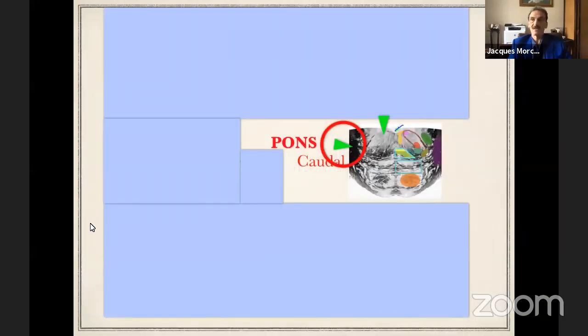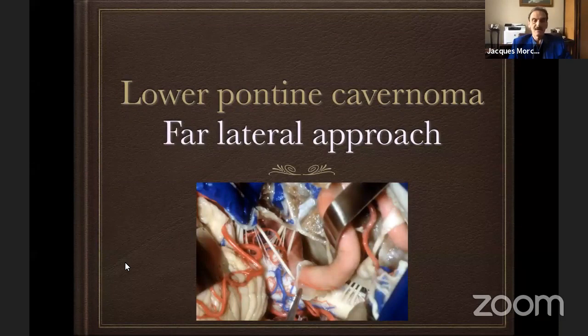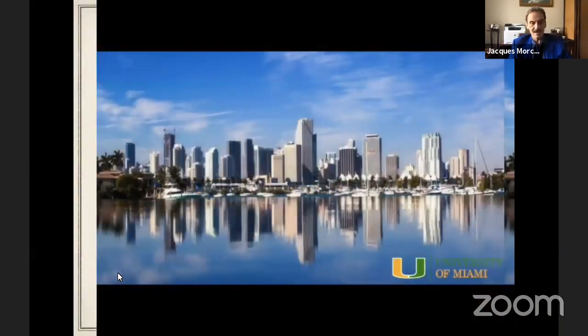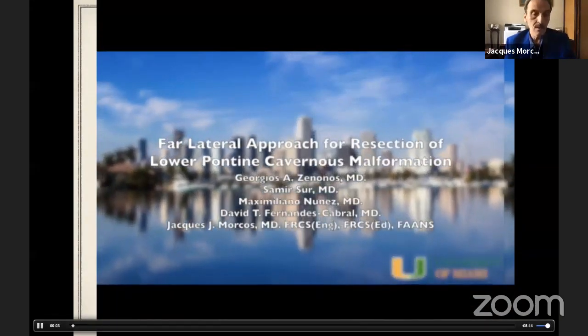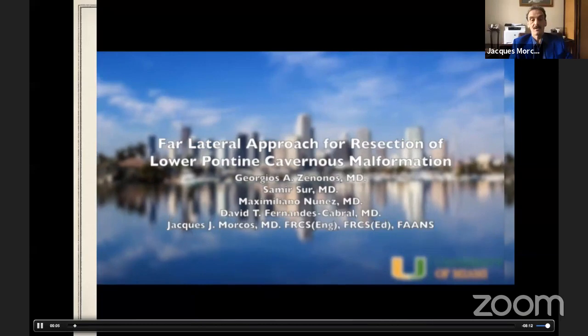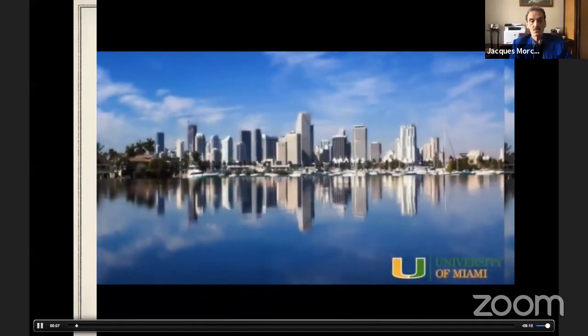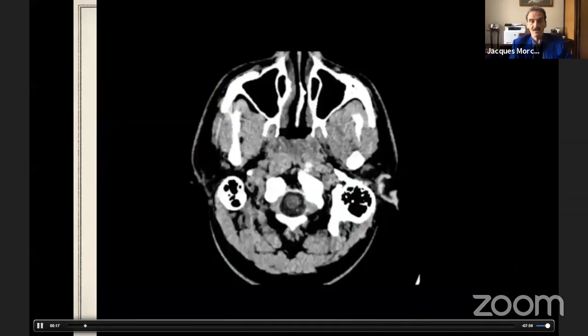Caudal pons, another example, far lateral approach. You absolutely have to master this approach. It comes very handy again. And again, this is my fellows, Georgios Zenonos and Samir Sur, helping me edit that video.